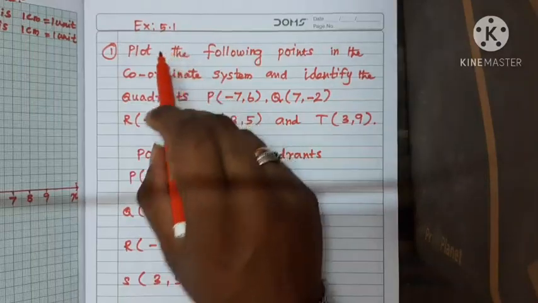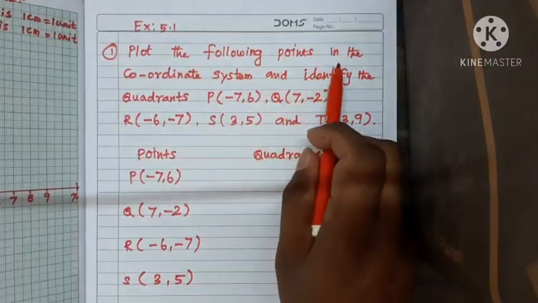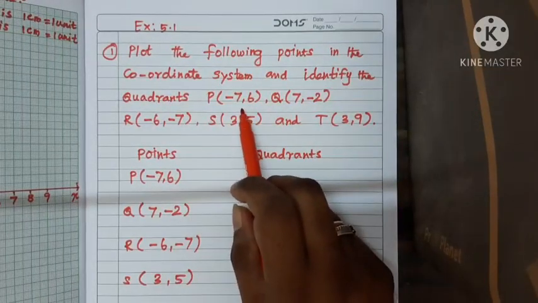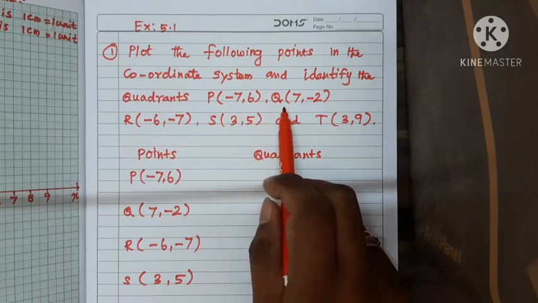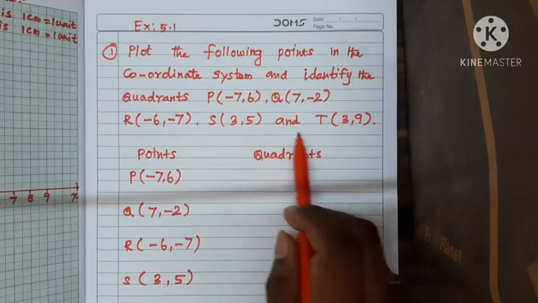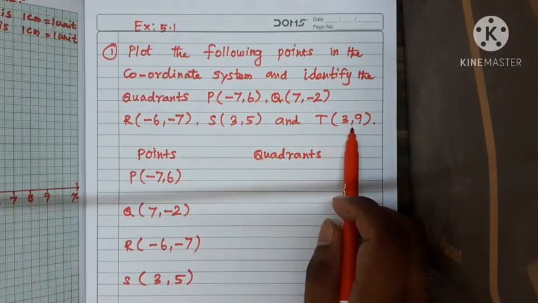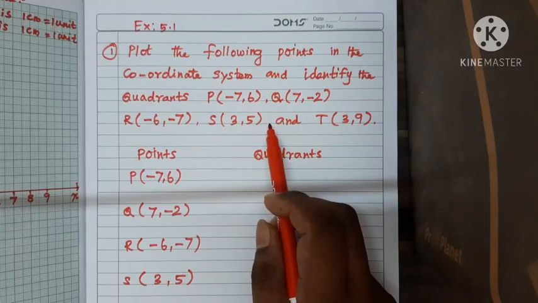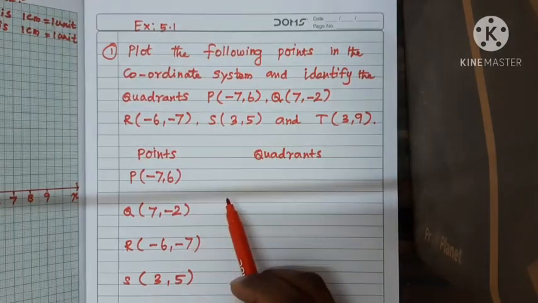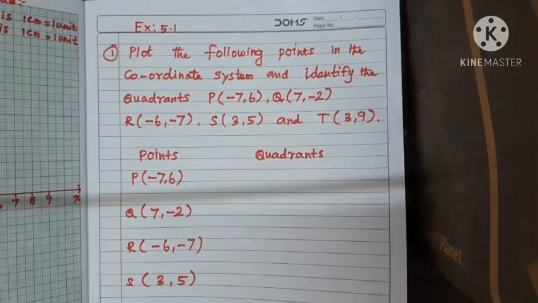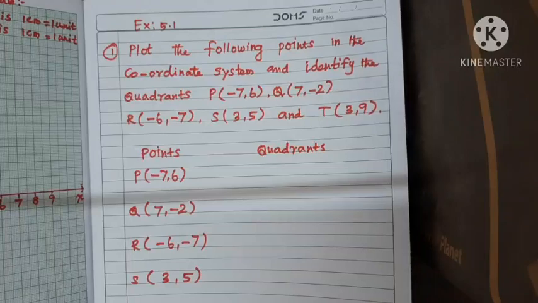Exercise 5.1, question number 1. Plot the following points in the coordinate system and identify the quadrants. The points are P(-7, 6), Q(7, -2), R(-6, -7), S(3, 5) and T(3, 9). We have to plot these points on the graph, that is the Cartesian plane, and mark the quadrants. These points are plotted in which quadrant? This is the question. You have to write this exercise in your graph note only.